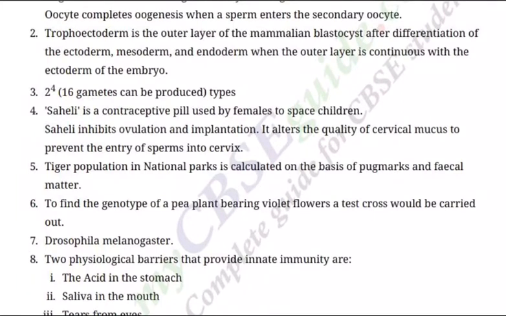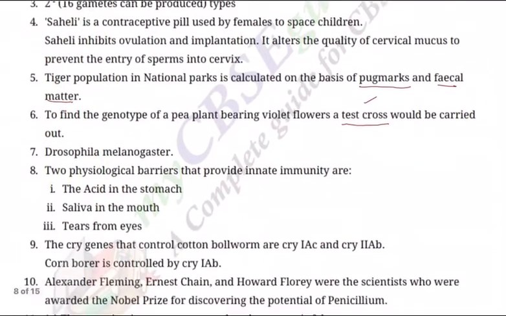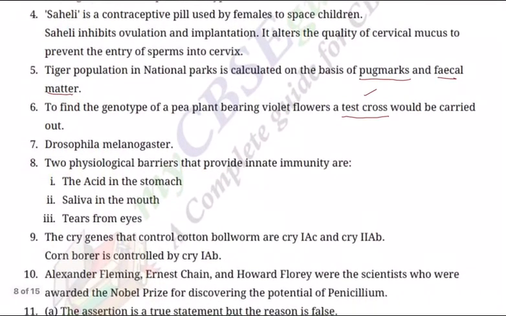Question 5. Tiger population in national parks is calculated on the basis of pug marks and fecal matter. So there are 2 ways in which we can calculate the population of a species, particularly tiger population. Question 6. To find the genotype of a pea plant bearing violet flowers, a test cross would be carried out. Question 7. Drosophila melanogaster, fruit fly.